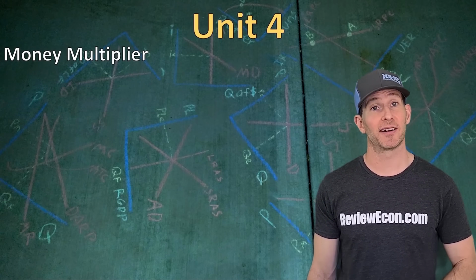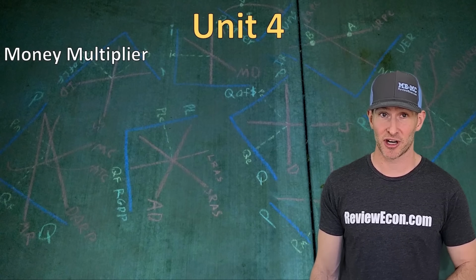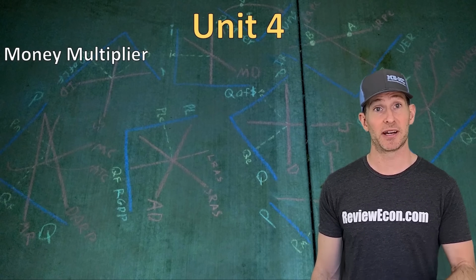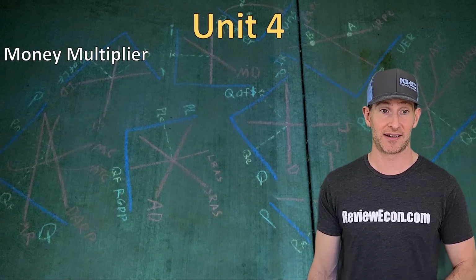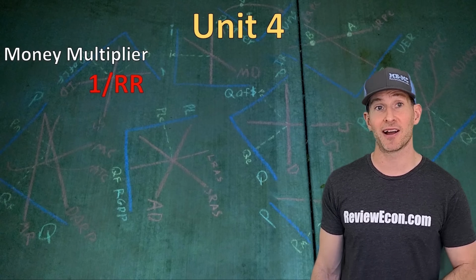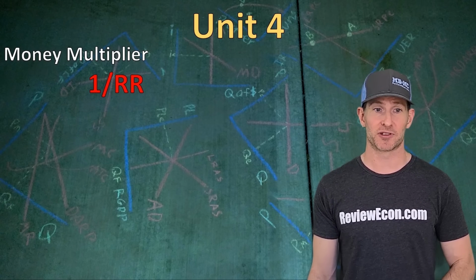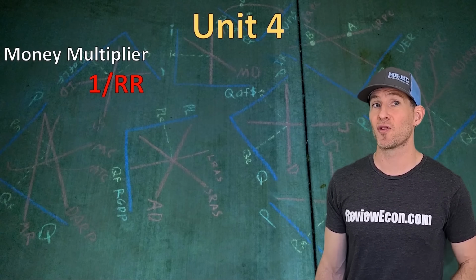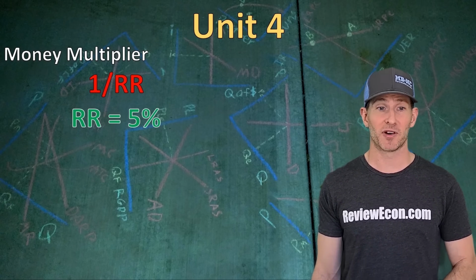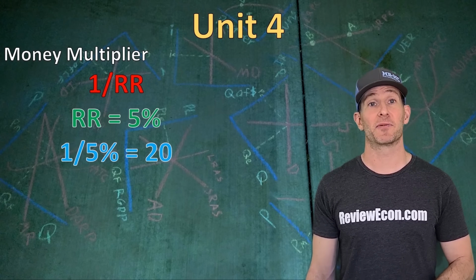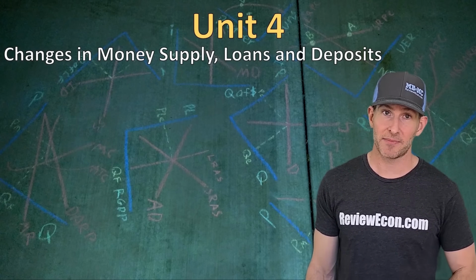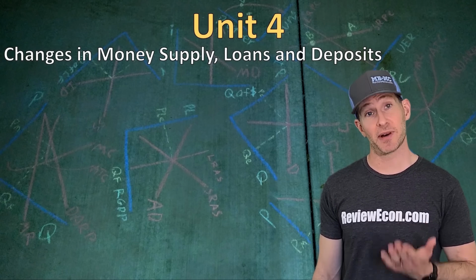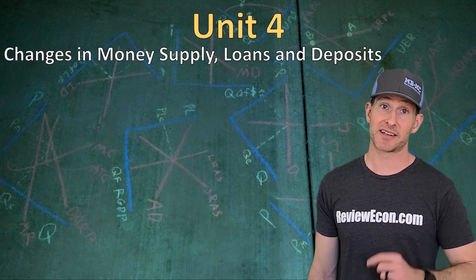Now the money multiplier tells us how much that excess reserves can become in new money when it is loaned out and redeposited over and over again. We have a formula for that money multiplier. It's 1 divided by the reserve requirement. So if the reserve requirement is 5%, what's our money multiplier? Plug in the numbers and do the math, and we have a multiplier of 20 when the reserve requirement is 5%. Now you can use that money multiplier to determine changes in the money supply, loans, and deposits.